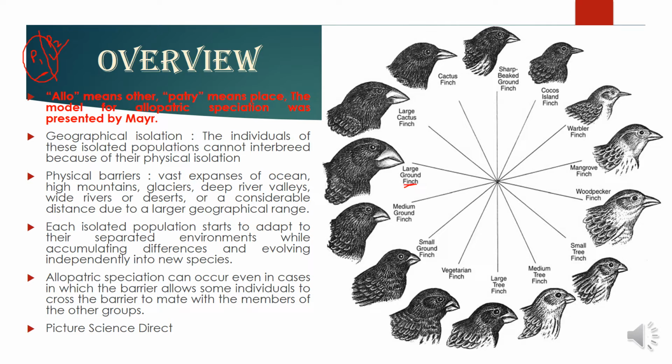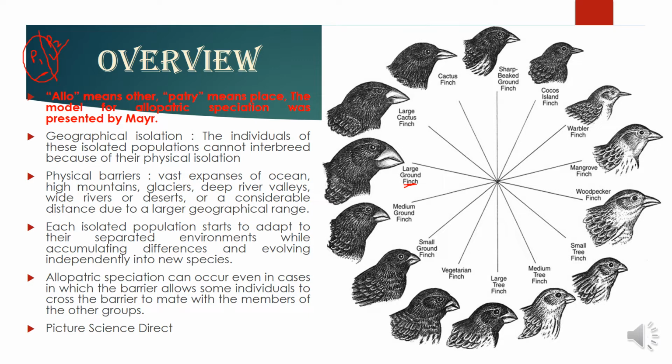For example, I will be starting with the ground finch. Now this large ground finch has a very strong beak, a very large beak in fact. This large-beaked finch feeds mostly on seeds and nuts that it has to crack open. Because of this, this large ground finch has a very strong, very large beak so that it can easily break open the seeds and eat them.